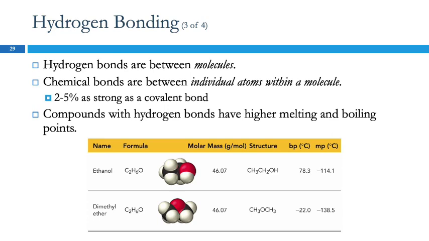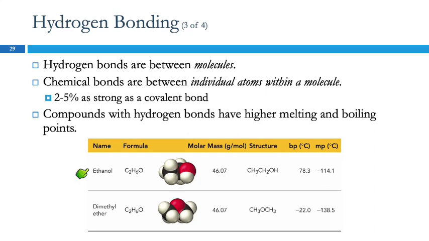So again, hydrogen bonds are between molecules. Chemical bonds are between atoms within a molecule. So this actually kind of belongs up here maybe. The hydrogen bond is only at most 5% as strong as a covalent bond. These are much, much weaker than covalent bonds. But we see that they do have a big effect.